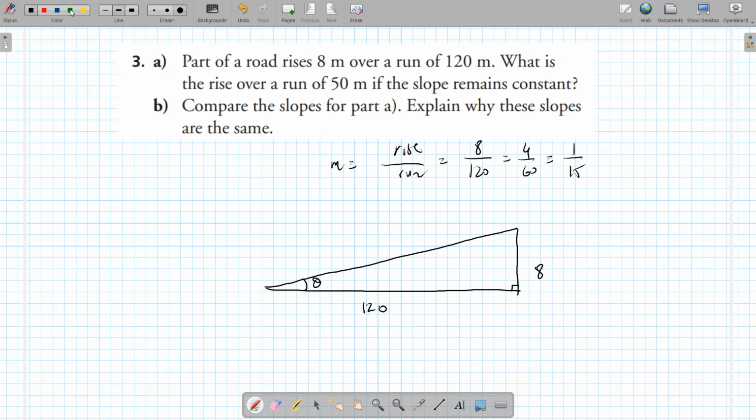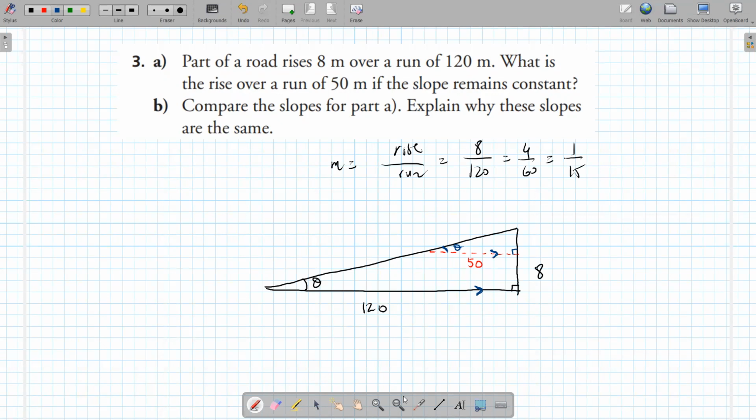Not exactly sure what the second question is asking, but I think it's asking us this: rise over run. There's another triangle here, but instead of the run being 120, the run is now 50. This is also a right angle triangle. These lines are going to be parallel.